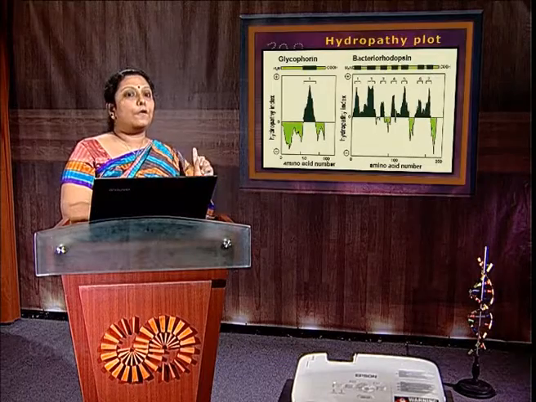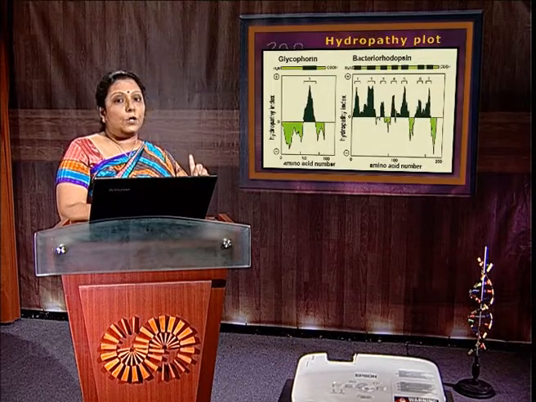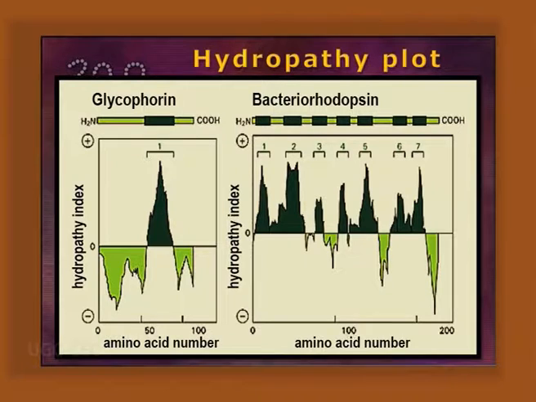Here we can follow the presence of seven-spanning bacteriorhodopsin, where seven patches of hydrophobic residues are there, along with single-spanning glycophorin. The peaks indicate the energy needed for the hydrophobic interaction, which is called the hydropathy index. It is especially used to determine the topology of the transmembrane protein.